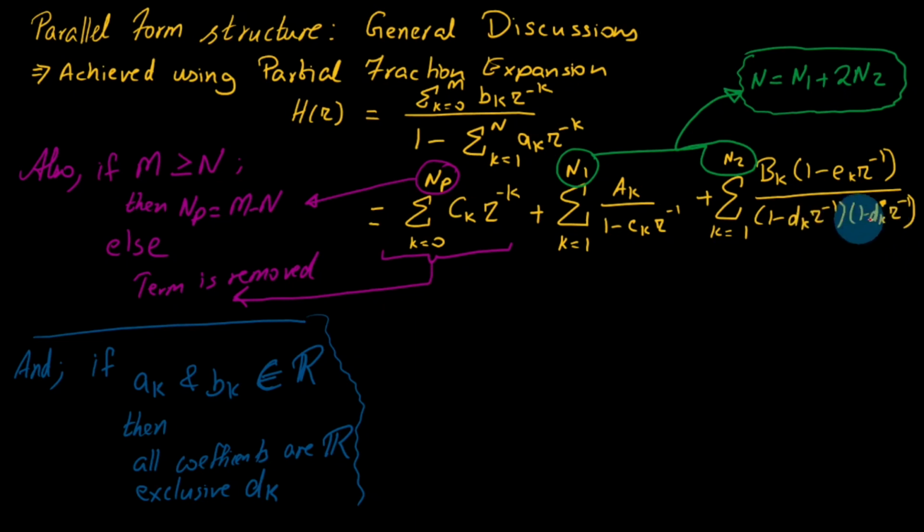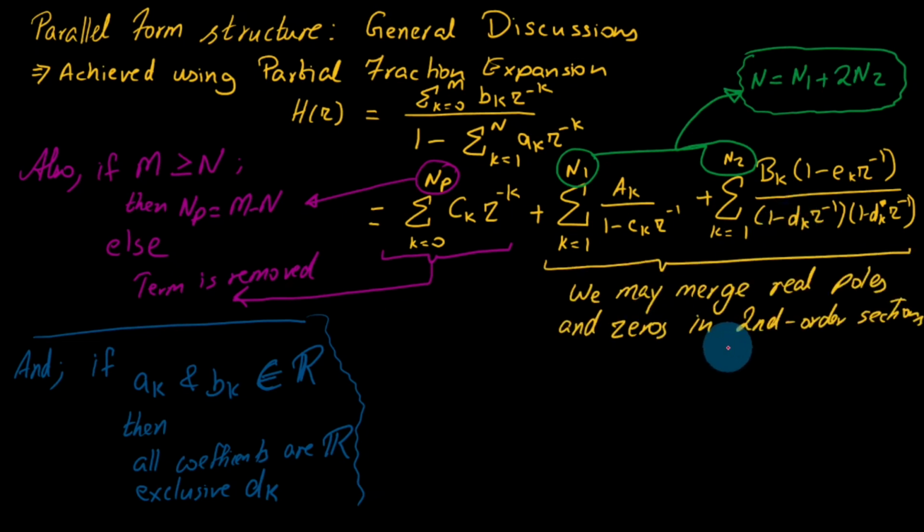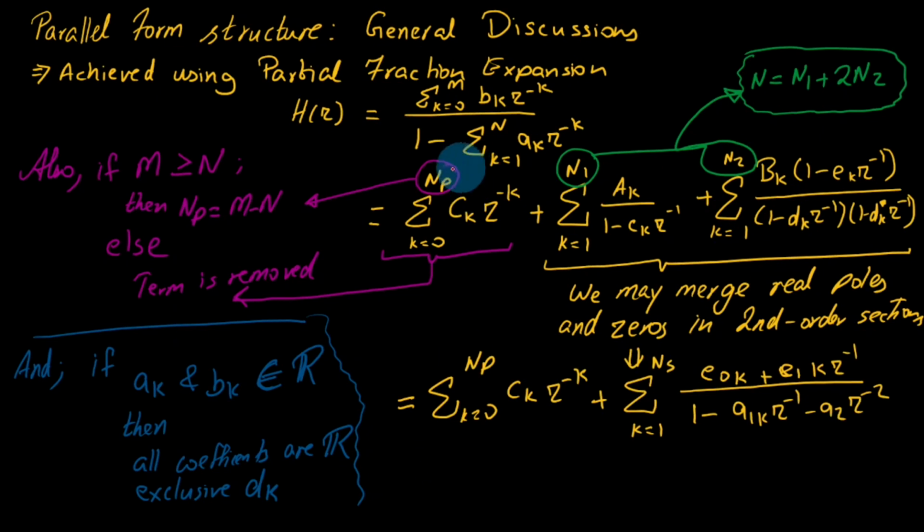So for simplification and removal of this conjugate in the coefficient, we can combine these two together, and that is done over here. So we can have this term reappearing over here, whereas combining these two terms would yield the sum over k equal to 1 to Ns of (e0k plus e1k z inverse) over (1 minus a1k z inverse minus a2k z to the power minus 2). So in this case, a1k and a2k are also real, apart from e0k and e1k, which are also real. Again, Ns is equal to (N plus 1) by 2.